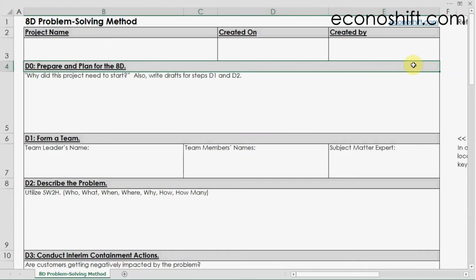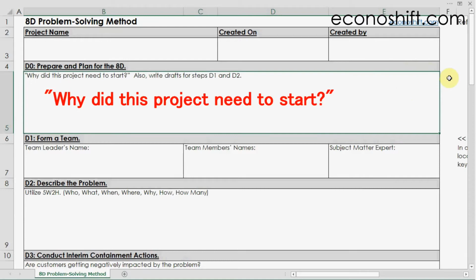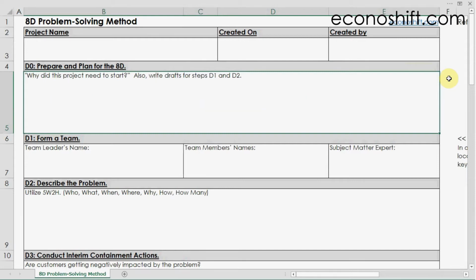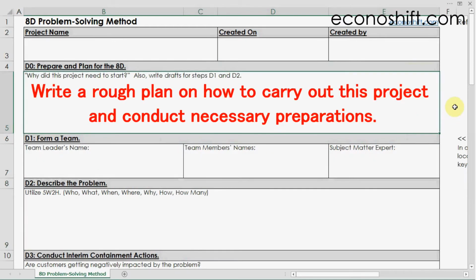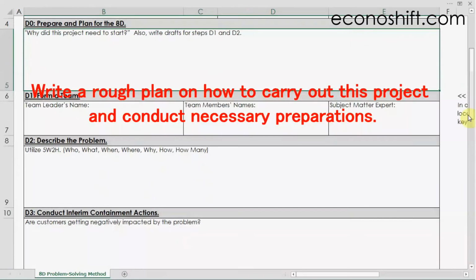The first step is D0, preparation and plan for the 8D. Answer, why did this project need to start? If you write this answer down, you can start again from that point when you get stuck somewhere in the project. Also, please write a draft for steps D1 and D2 here. In addition, write a rough plan on how to carry out this project and conduct necessary preparations.